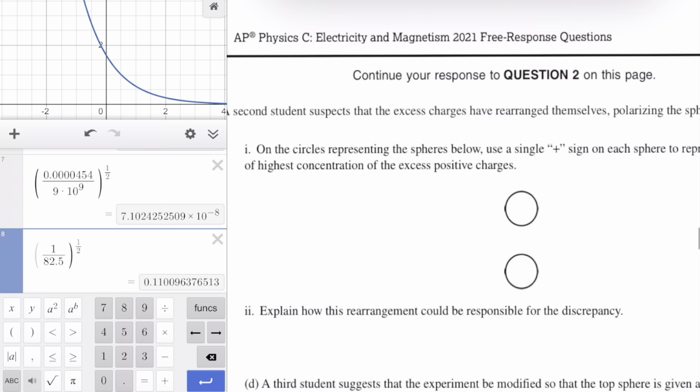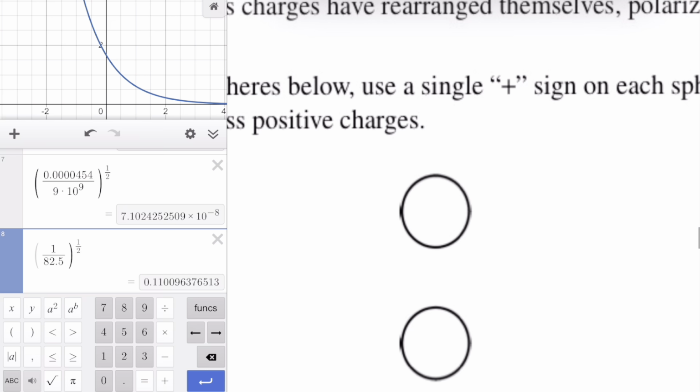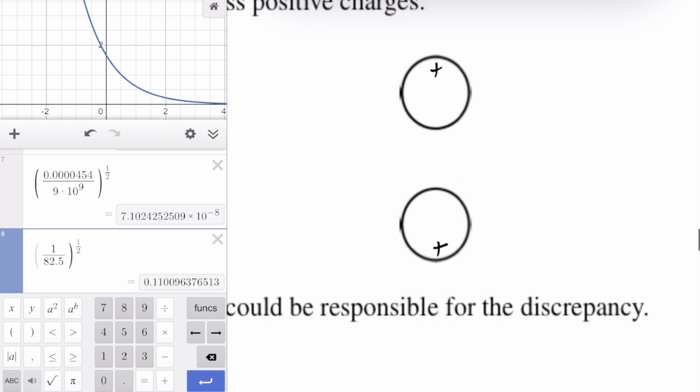Next question. A second student suspects that the excess charges have rearranged themselves, polarizing the spheres because they're conducting. That's possible. On the circles representing the spheres below, use a single plus sign on each sphere to represent the locations of highest concentration of excess positive charges. So let's think about it. As we bring those positive charges together, what will they want to do? They'll want to repel as far as possible, right?